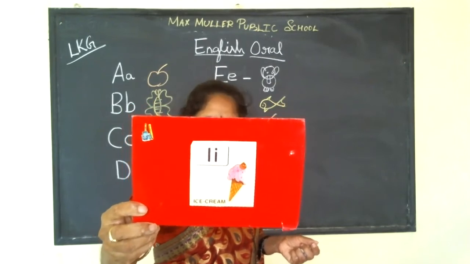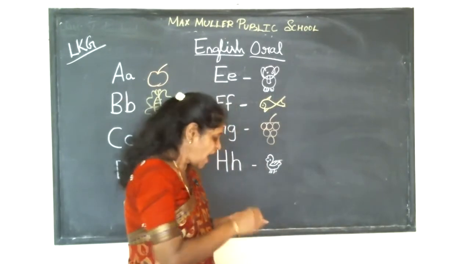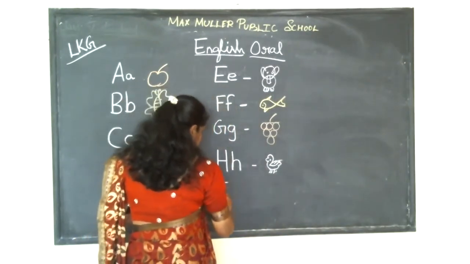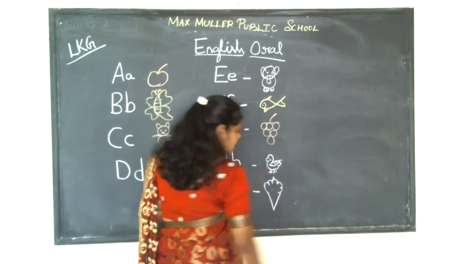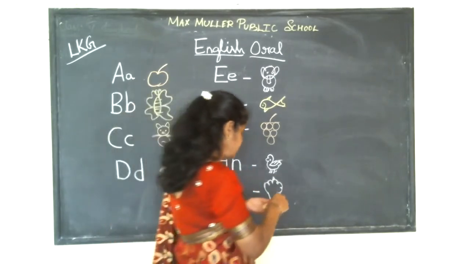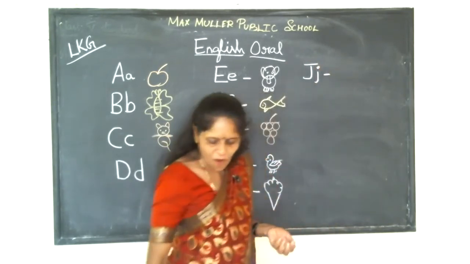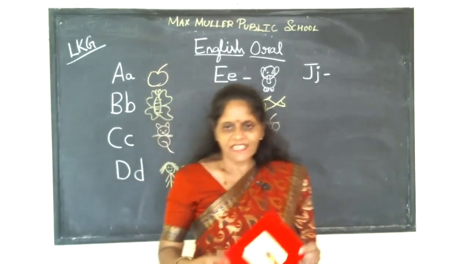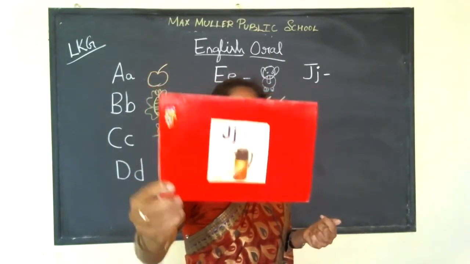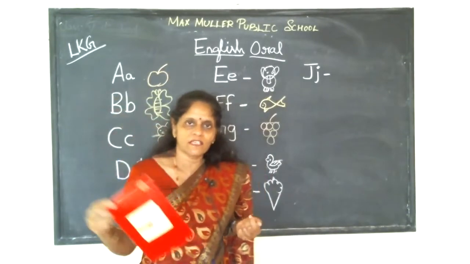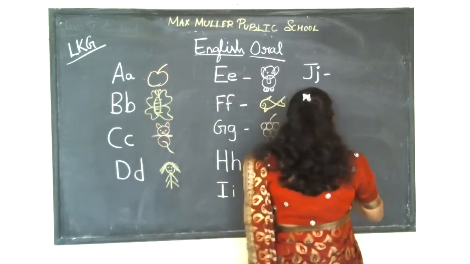Next, capital I, small I. I for ice cream. Next, capital J, small j. J for, what picture is this? J for jug. Yes. J for jug. What do you use for jug? To pour water, juice and all. You use water for the jug. So J for jug.